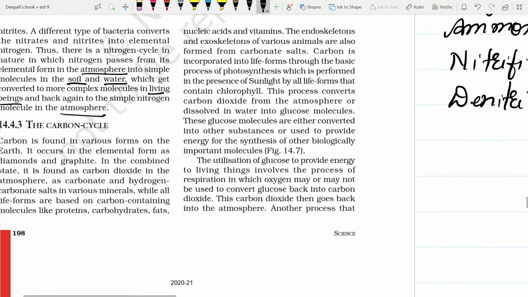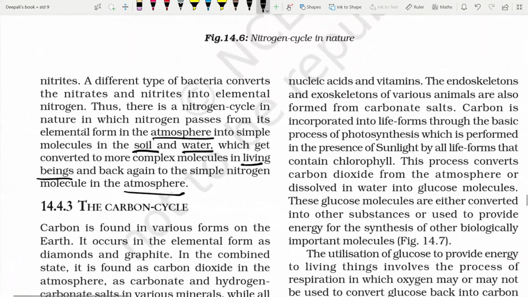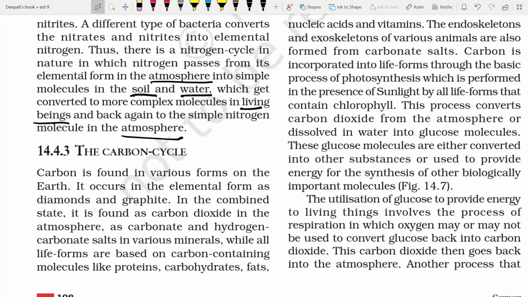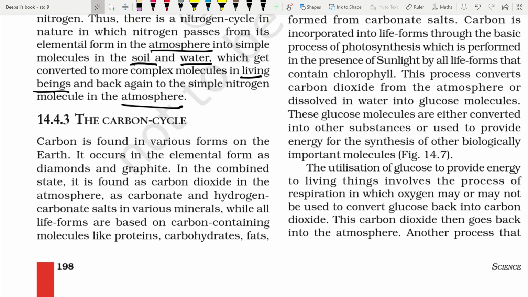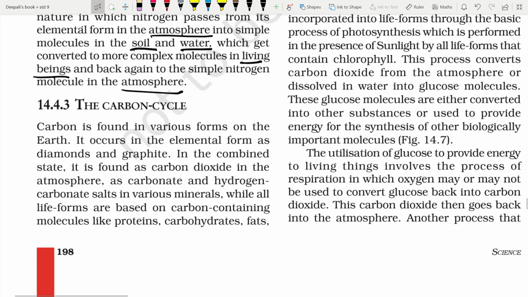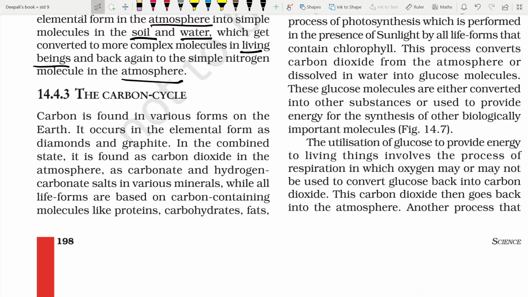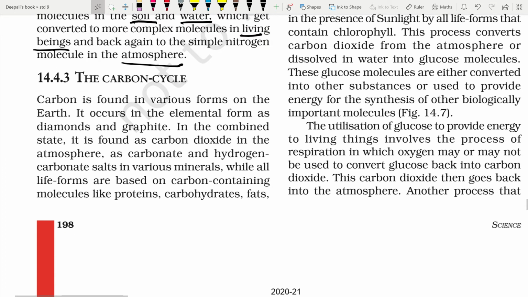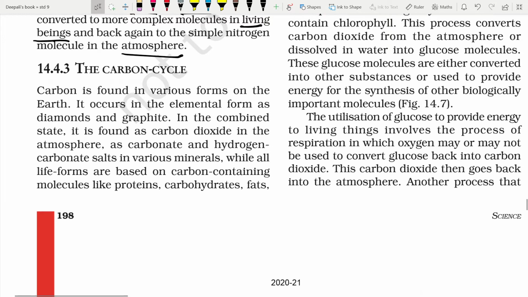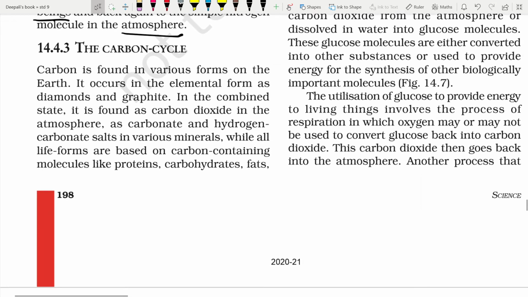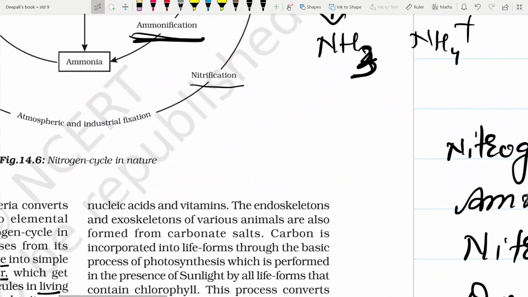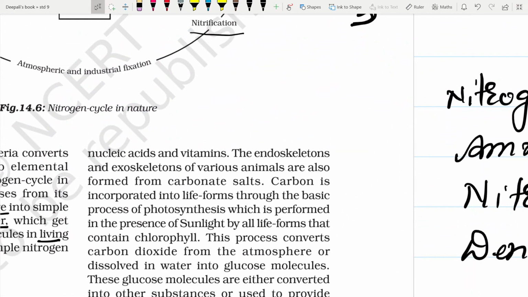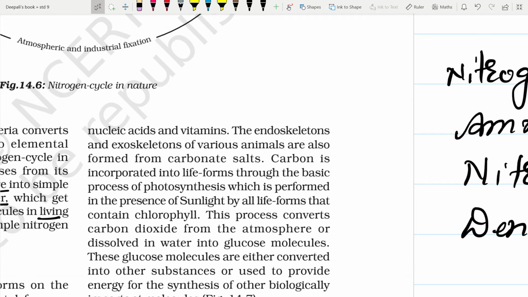Now let us see the next cycle, that is the carbon cycle. Carbon is found in various forms on the earth. It occurs in the elemental form as diamond and graphite. In the combined state, it is found as carbon dioxide in the atmosphere, as carbonates and hydrogen carbonate salts in various minerals, while all life forms use carbon-containing molecules like proteins, carbohydrates, fats, nucleic acids and vitamins. The endoskeleton and the exoskeleton of various animals are also formed by carbonate salts.